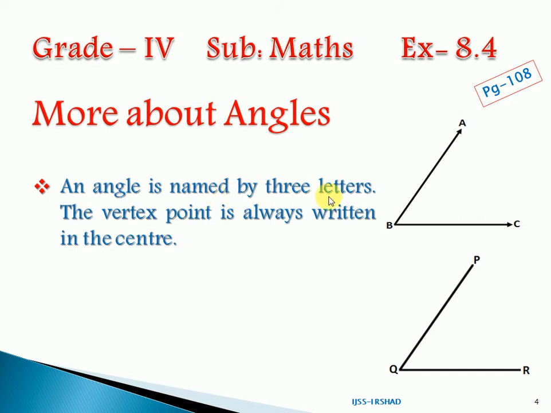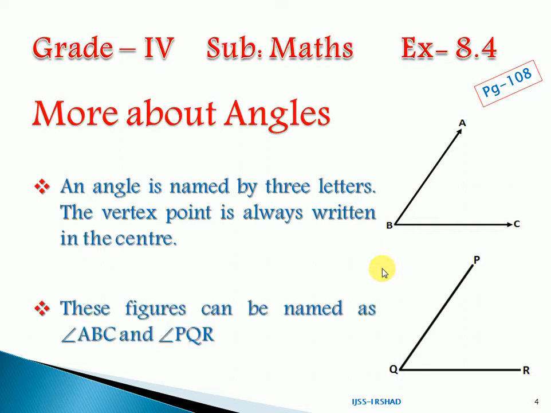An angle is named by three letters. The vertex point is always written in the center. So when we write the name for this angle, we will use three letters, this one, this one and this one. And among these three letters, the vertex will be written in the center. For example, for this figure I can write angle ABC. You can see B is the vertex, so B is written in the center, and A and C are the first and last letter.